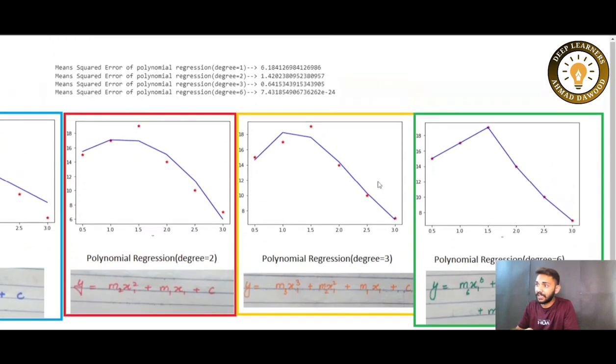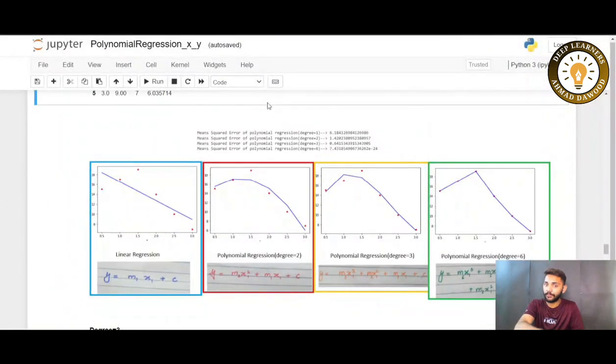And you can see in that case we have a very small error here, 7.4 times 10 raised to the power minus 24, approximately zero error, in the case of the model with degree equal to 6. And as our degree is increasing, our error is going to decrease. In the case of linear, we have 6.18 error. In the case of degree 2, we have 1.4 error. In the case of degree 3, we have 0.6. And in the case of degree 6, we have approximately 0 error.